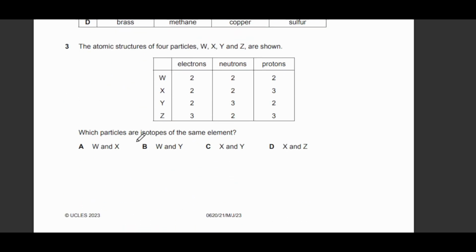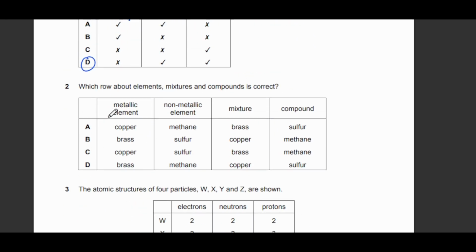Okay, question 2. Which row about elements, mixtures, and compounds is correct? Okay, so a metallic element. So which of these are metals and is an element, right? You only want one element. So brass is not an element. So B and D cannot be right. Brass is a mixture of elements, right? Copper is an element, so the answer is either A or C.